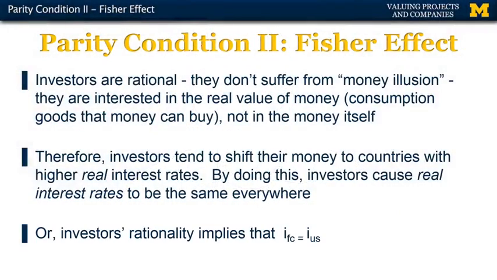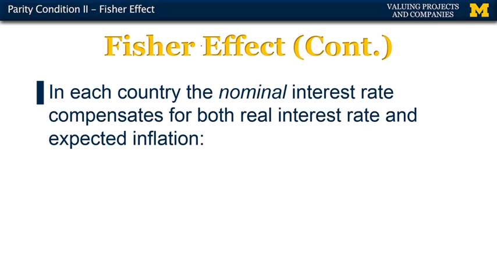So this notion says that rational people will want the real returns on the same type of risk to be the same. And remember, the nominal return was RFC or RUS, and the real rates were IFC, IUS. In each country, the nominal interest rate compensates you for both real interest rates and expected inflation. In fact, a lot of my work during my thesis days had to do with equations like this.